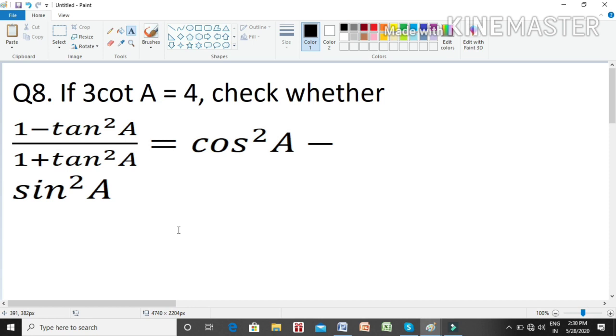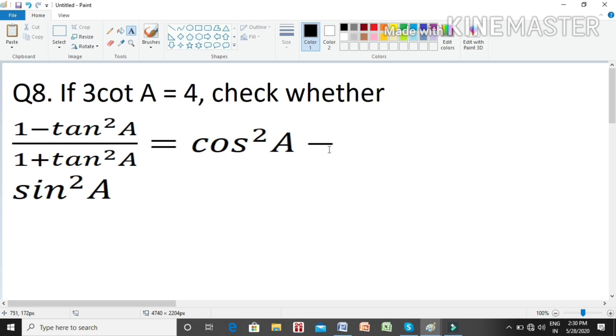So here we are with question number 8. The question says, if 3 cot A equals 4, check whether (1 minus tan square A) by (1 plus tan square A) equals cos square A minus sin square A. Now we have a question similar to question number 7, however a little bit of change has been made. We are again going to simplify the expression, but before that, let us simplify the question itself.